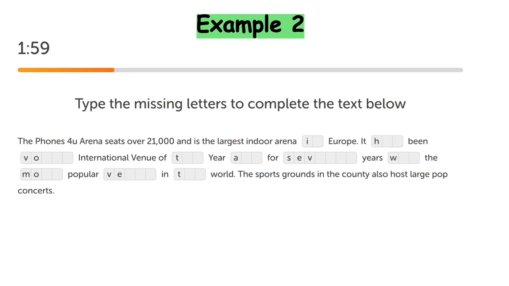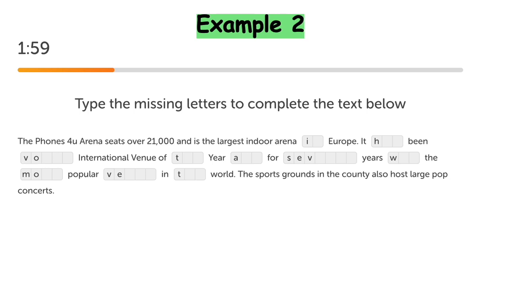Type the missing letters to complete the text below. Example 2. Let's read the first and last sentence. The Phones for You arena seats over 21,000 and is the largest indoor arena dash Europe. The last sentence: the sports ground in the country also hosts large pop concerts.